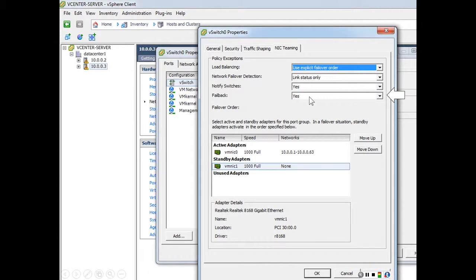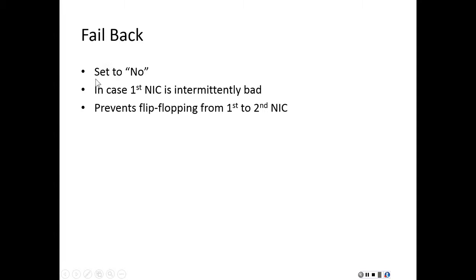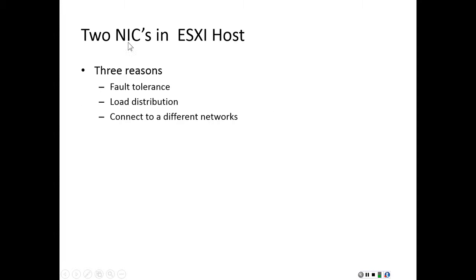Why might you configure failback for no? Here's the answer. You might configure failback to no in the case where the first network interface card is intermittently bad, and that would prevent flip-flopping from the first network interface card to the second network interface card. So, 2 network interface cards in an ESXi host: the first reason you would do it is fault tolerance.